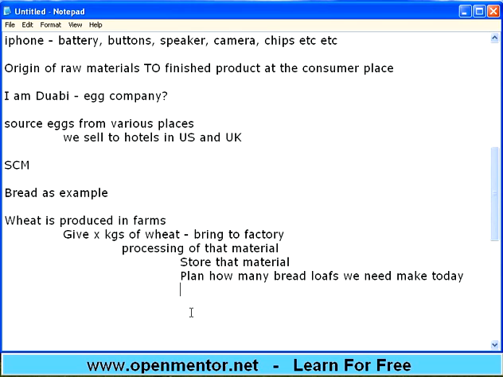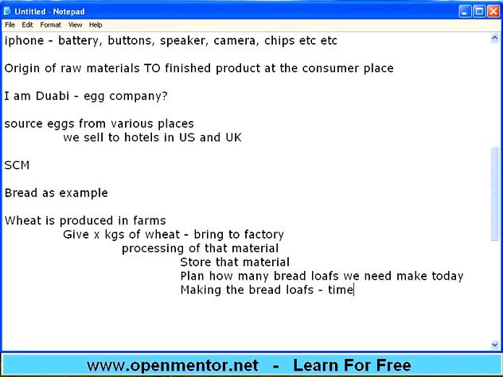So the factory may be getting wheat from so many people, storing it in a place. Once it has been stored, you need to plan how many loaves of bread we need to make, and then actually start making the bread loaves. But it takes time.